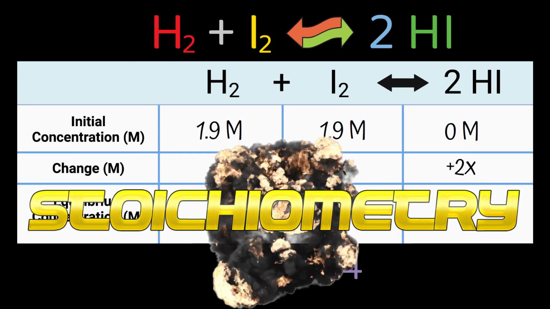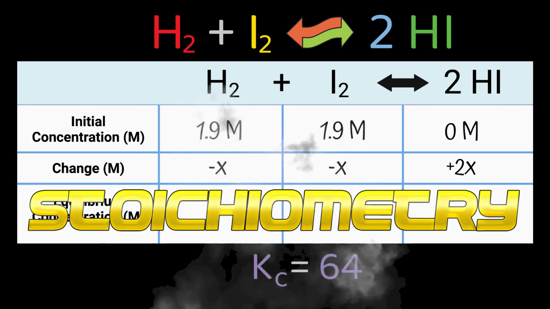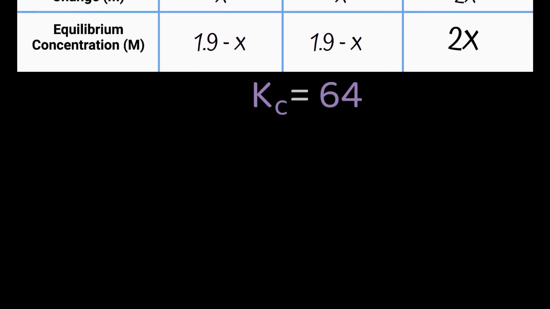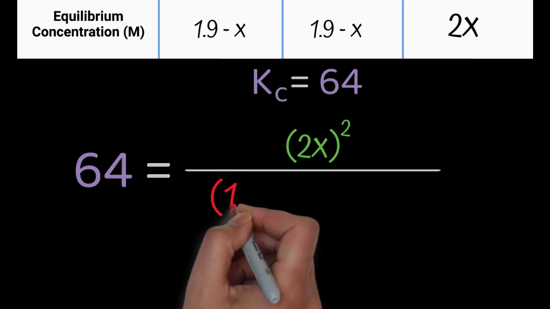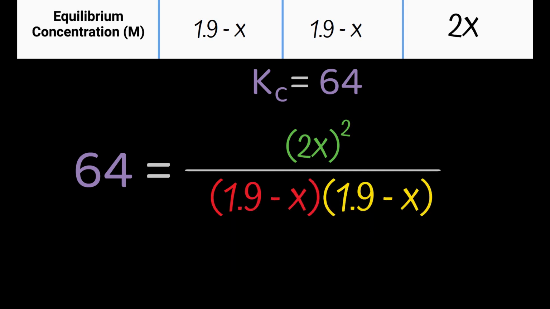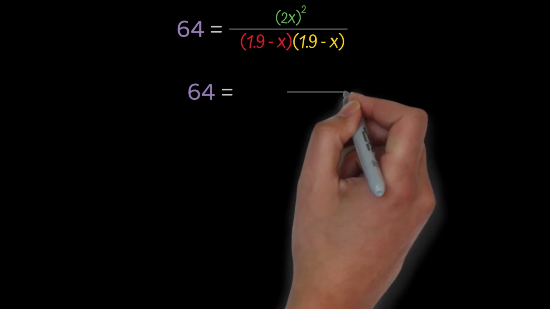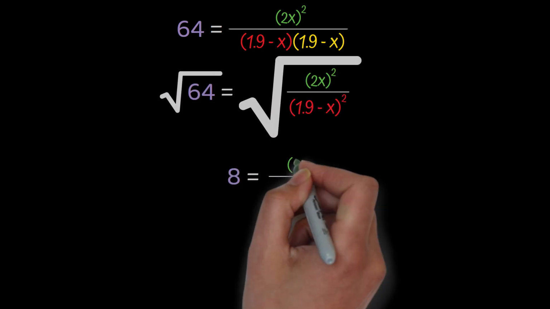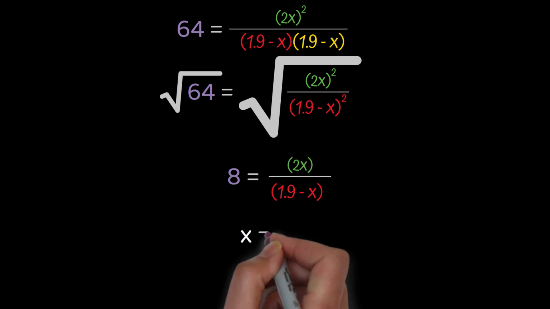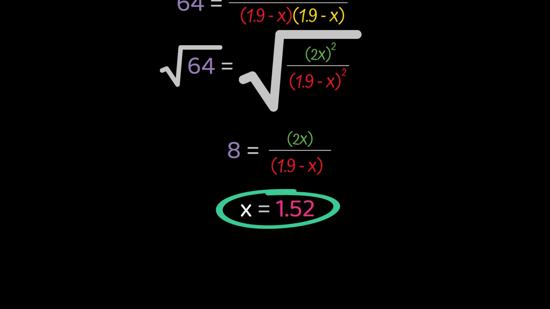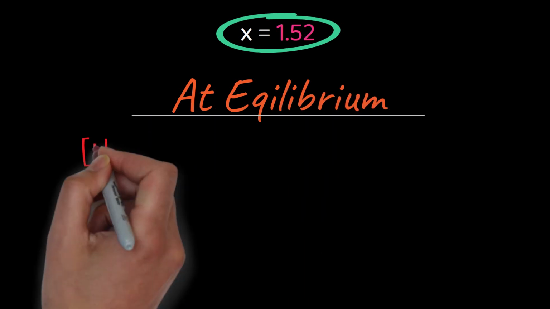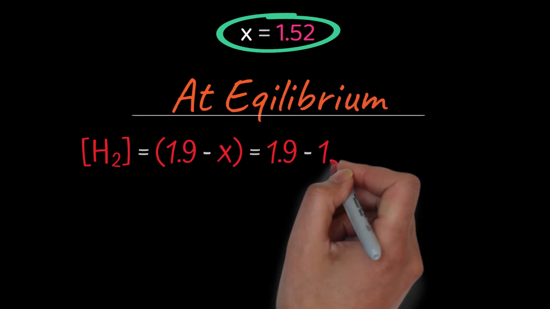Why is the concentration change of hydroiodic acid written as 2x? This gives us expressions for the concentrations at equilibrium. Let's put these into the expression for Kc. We can solve this for x and get 1.52. We can then use the equilibrium expressions with this value to solve for the equilibrium concentrations of all the species involved.